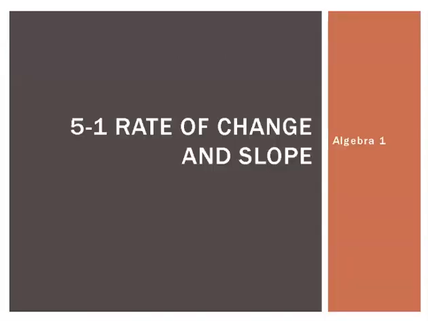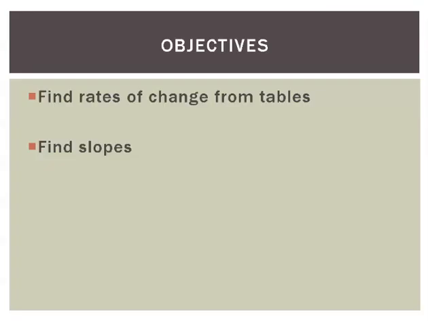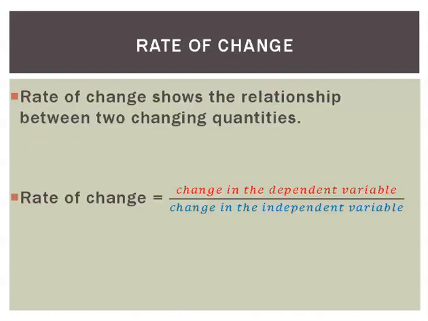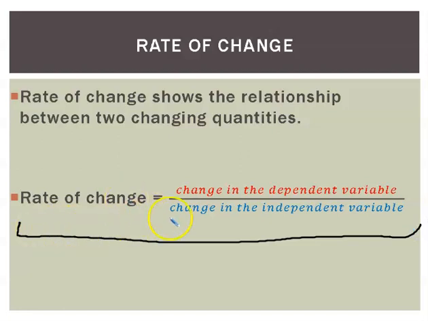On to our lesson today, which is going to deal with rate of change and slope. So we want to be able to find the rates of change from tables and also be able to calculate slope. So rate of change gives us a numeric relationship between two quantities that change. And to illustrate that, we have a little bit more of a mathematical definition here of what it should look like. So we have rate of change, and you notice here what it's equal to.